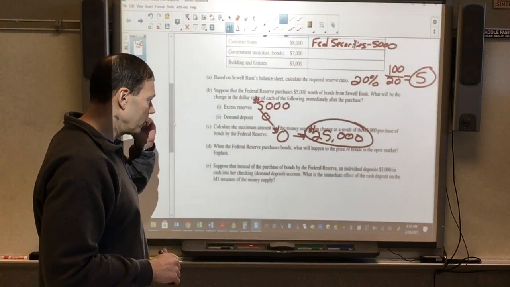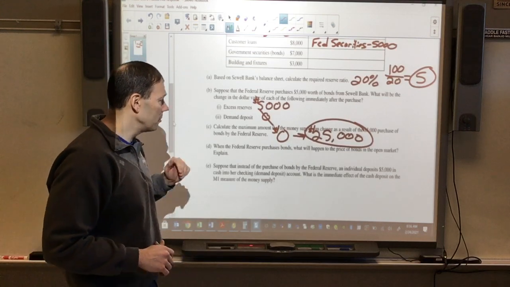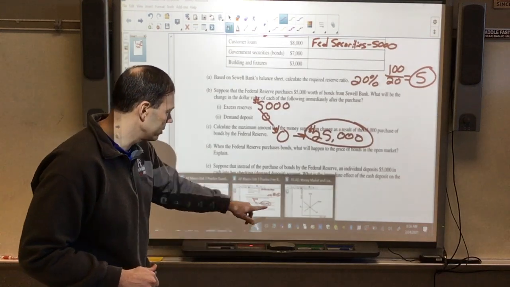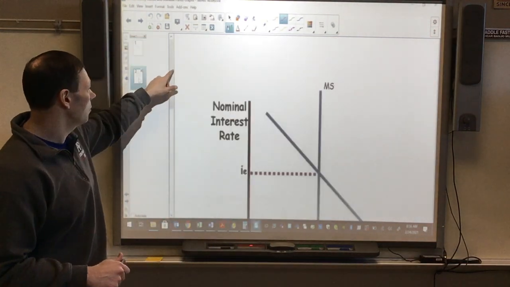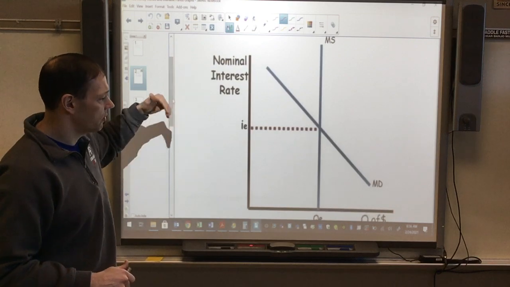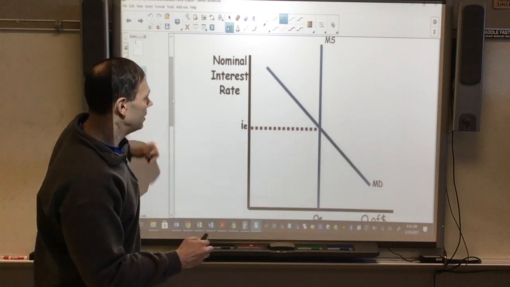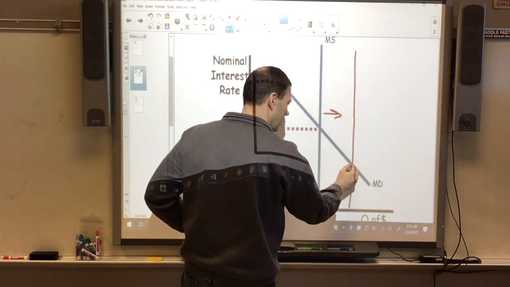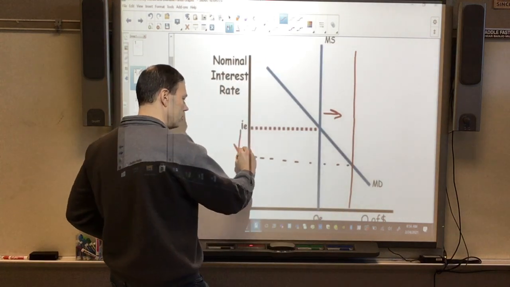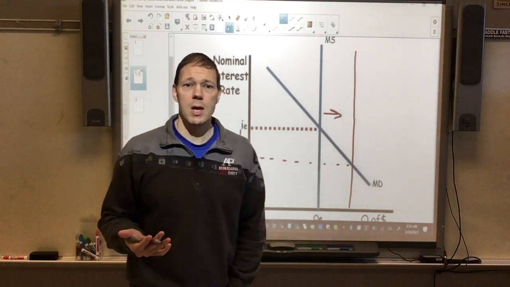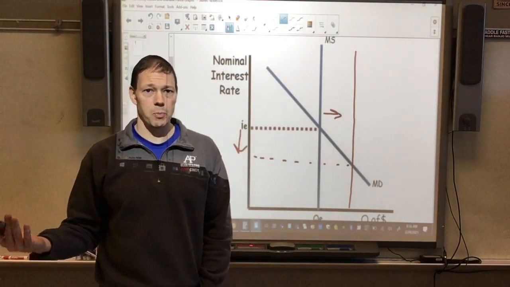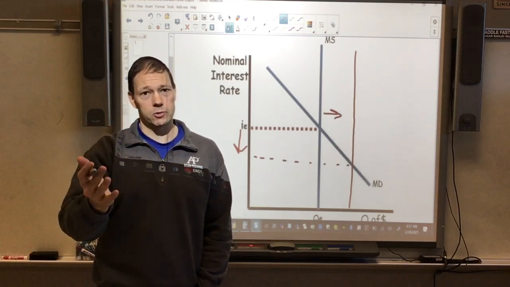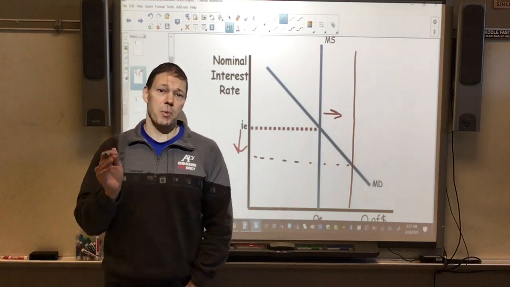All right, now when the Fed purchases bonds, what happens to the price of bonds in the open market? So remember, and this is important, let me come to my money market graph here just to illustrate this. So the Fed buys bonds. That means that they're going to be putting money in the economy, so the money supply is going to increase as such. And as you can see, interest rates go down. Well, at this point, we know that there is an inverse relationship between interest rates and the money supply. So, interest rates and money supply as well, but interest rates and bond prices.